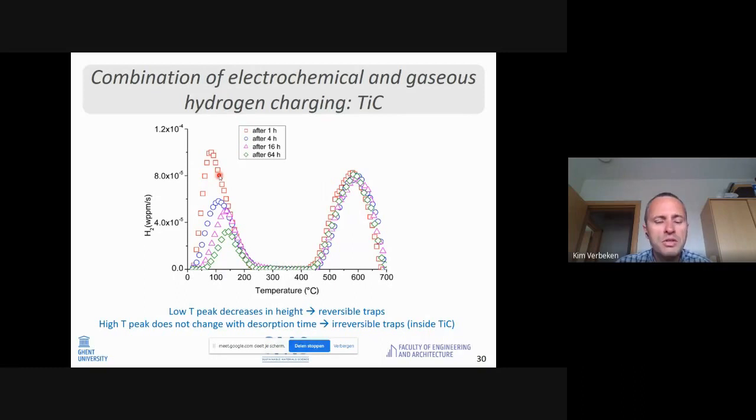And this is another trap, but again related to the titanium carbides. So here, irreversible traps where hydrogen is trapped inside your titanium carbide. And here, reversible traps where hydrogen is trapped at the interface of the titanium carbide with the matrix. And this also confirms that with increased tempering, you change your interface and the amount of interface. So this is why with increased tempering, we also saw a decrease in the peaks.